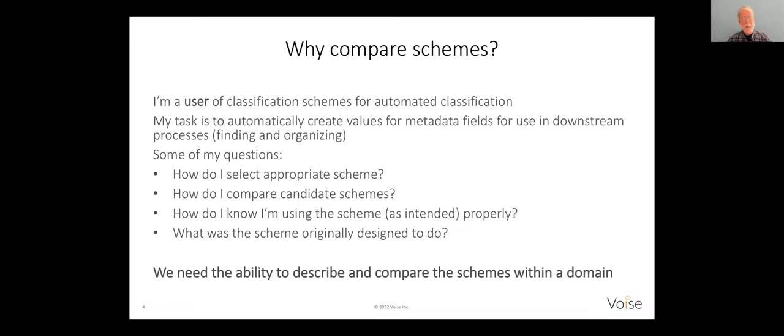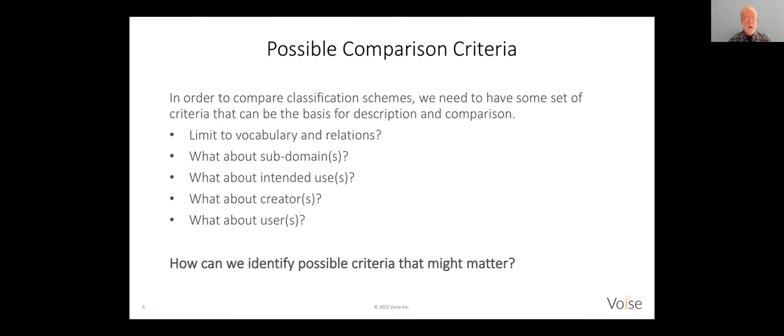And how do I know that I'm using the scheme as it was intended? Now, I may not end up wanting to use it as it was intended. I may purposely abuse it, but nonetheless, I would like to know what is the correct way of using this, or how was it intended to be used, and what was it originally designed to do. So I really want the ability to compare these schemes so that I can pick the best one for the job that I'm facing. So how can we do that? There's a bunch of possible criteria for looking at this. This is an incomplete list.